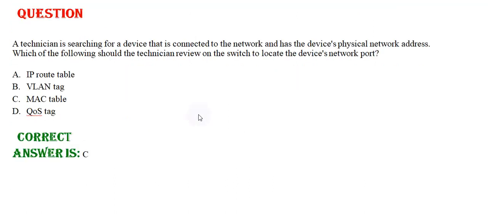Here comes the next question. The technician is searching for a device that is connected to the network and has a device physical network address. Which of the following should the technician review on the switch to locate the device network port? Option A, IP route table. Option B, VLAN tag. Option C, MAC table. Option D, QoS tag. The correct answer is option C.